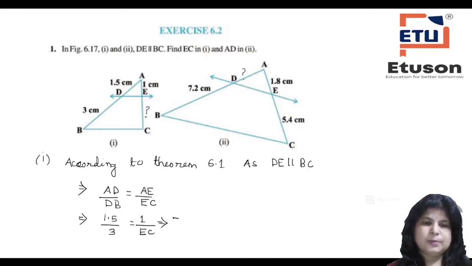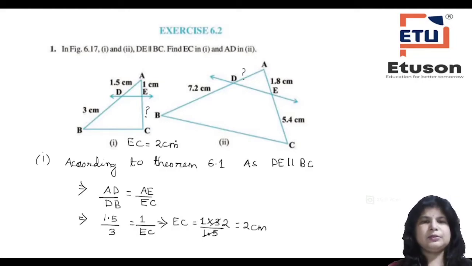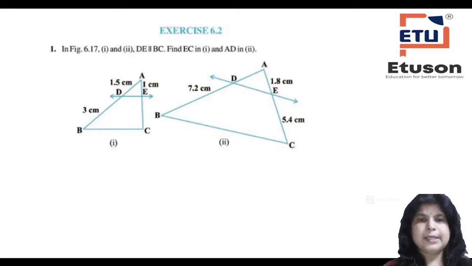Correct? So it implies what is the value of EC then? So EC is equal to 1 into 3 divided by 1.5. So your EC will be equal to 2 centimeter. Correct? So now let us go for the second bit.